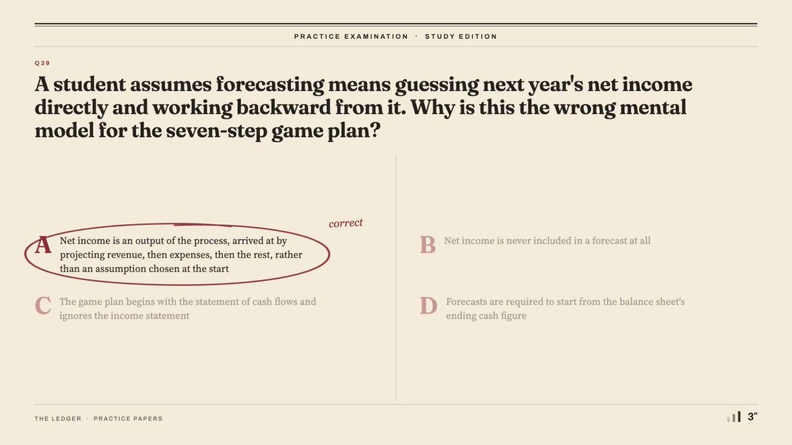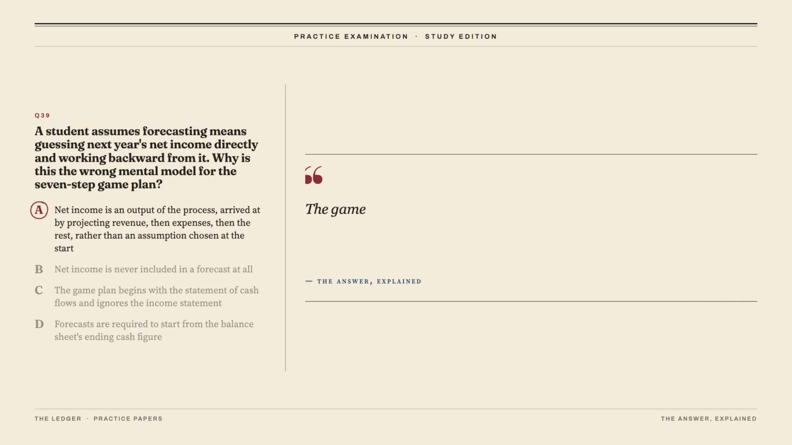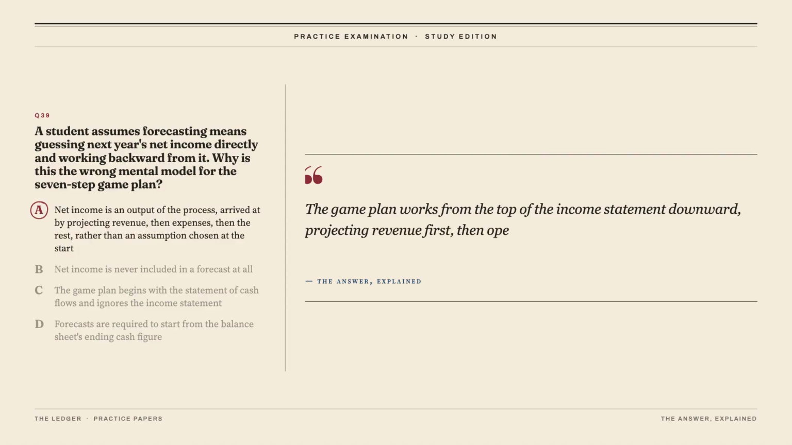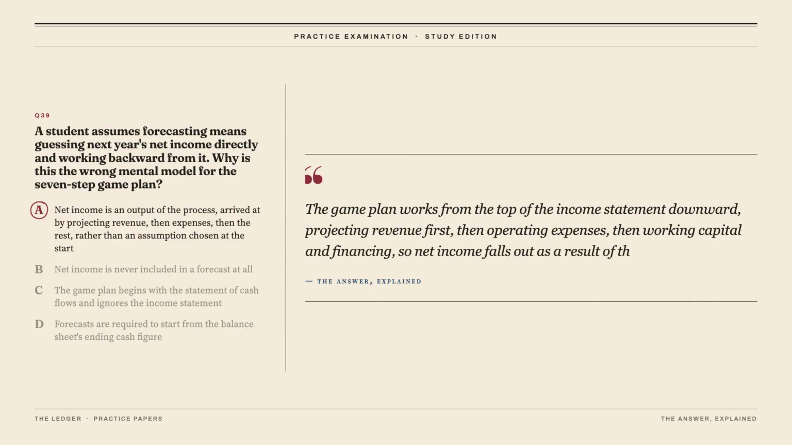The correct answer is A. Net income is an output of the process, arrived at by projecting revenue, then expenses, then the rest, rather than an assumption chosen at the start. A is correct because the game plan works from the top of the income statement downward, projecting revenue first, then operating expenses, then working capital and financing, so net income falls out as a result of those projections. It is an output of the sequence, never the starting assumption.